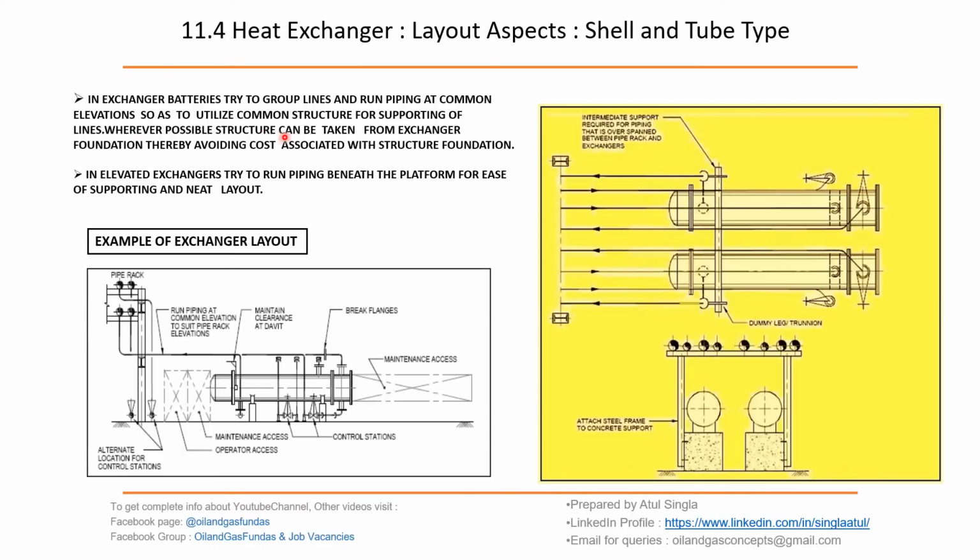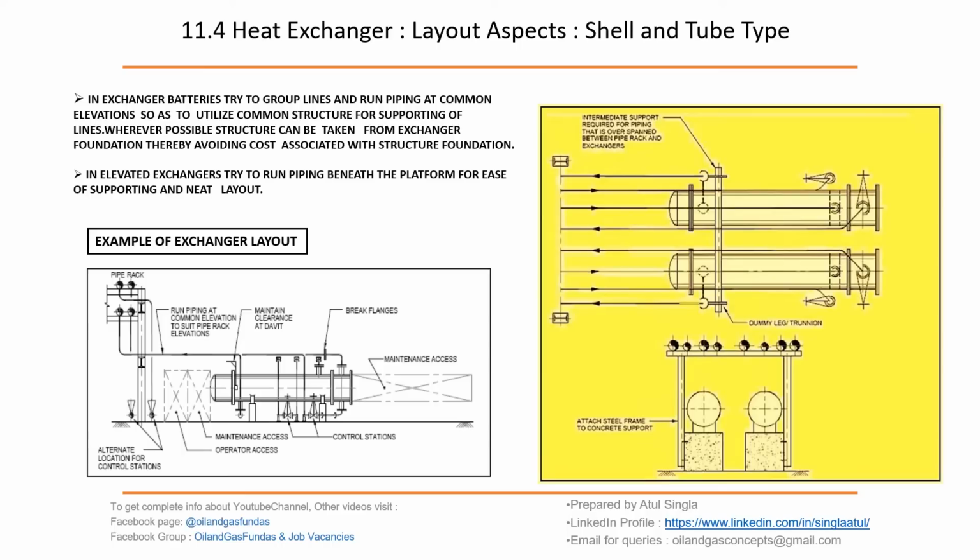Wherever possible, structure can be taken from the exchanger foundation. If you see, to support these lines we need to have one structure with us. This kind of structure will be there to support the horizontal runs. And what is the best way? We can club this support with the foundation of the exchanger also. It will save us two structural foundations, but we need to do this in consultation with the civil team and mechanical team.